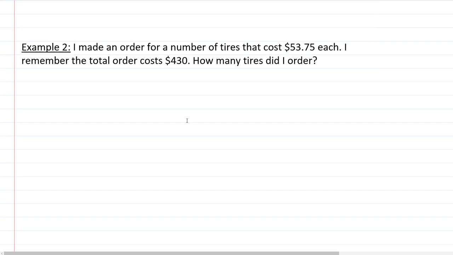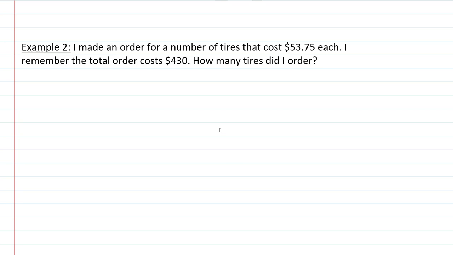Now let's move to another example. I made an order for a number of tires that cost $53.75 each. I remember the total order cost $430. How many tires did I order in total?